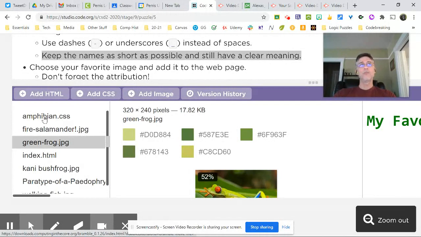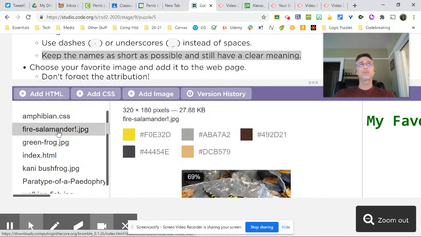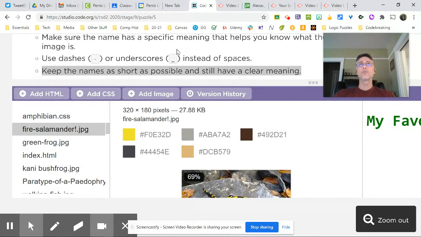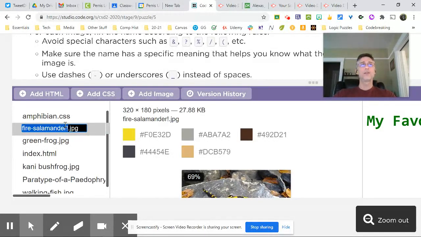Amphibian.css is okay. It's a CSS file, we don't have to worry about it. Salamander.jpg, we don't want to use, remember we want to avoid special characters. That would include the exclamation mark, so let's delete that. Okay, delete the exclamation mark. Now it's firesalamander.jpg, looks good.